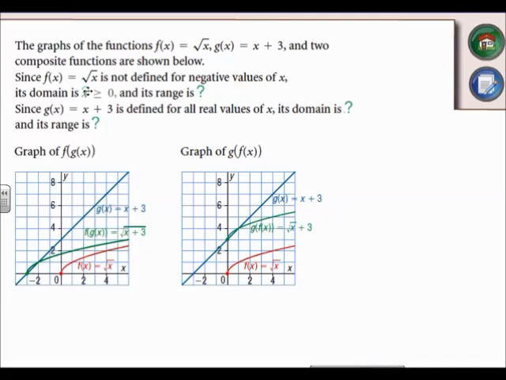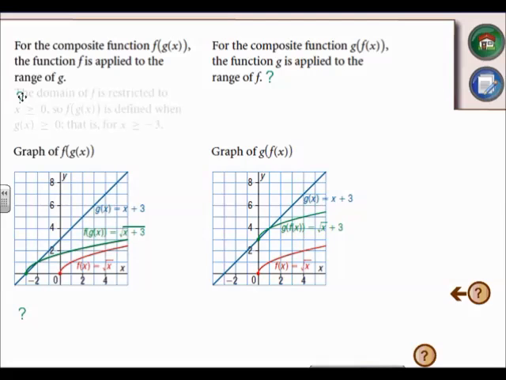For f, it's a square root, so that means we can only use x values that are greater than or equal to 0. For the range, y is also greater than or equal to 0. So we're talking about this one right here. And for g, we're looking at this one, and we know that it's also x ∈ ℝ and y ∈ ℝ because it's a line. Here comes the tricky part.